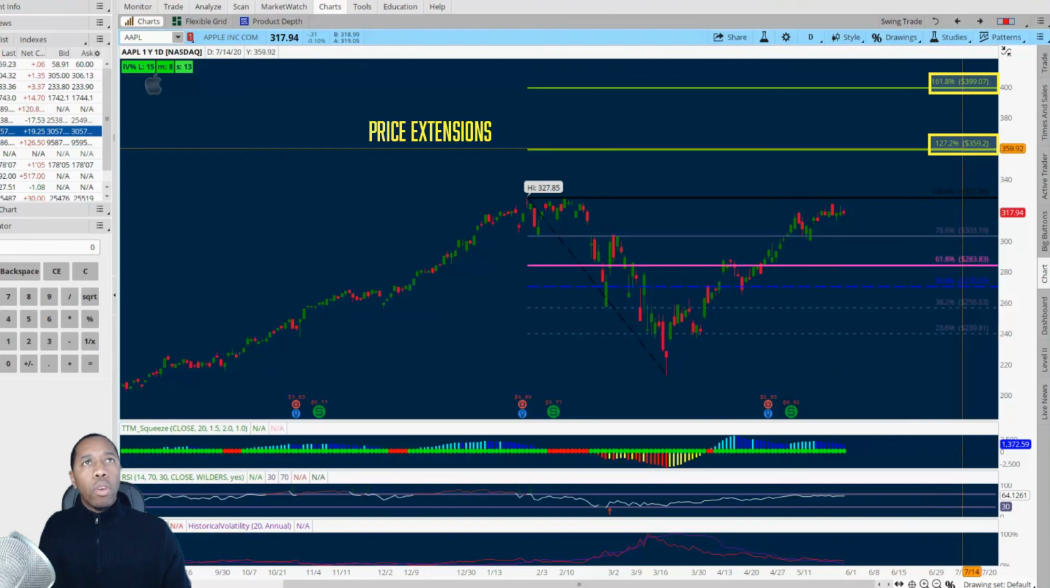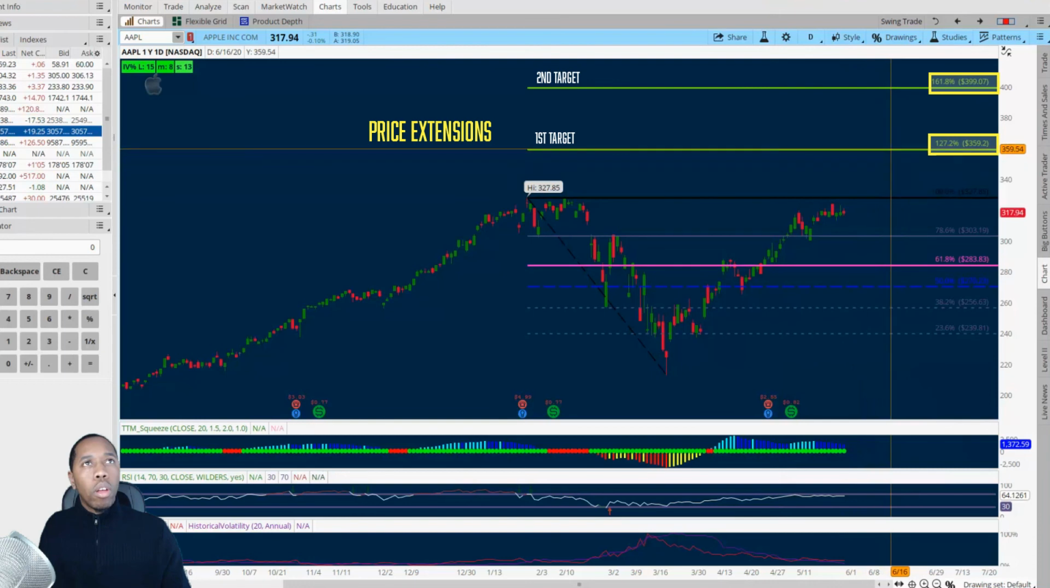But the 127.2 and the 161.8, these are the price extensions. These are our target points. They show you where you need to be getting out. That's why they're green. Green is special for profit taking. So this is a profit taking zone.